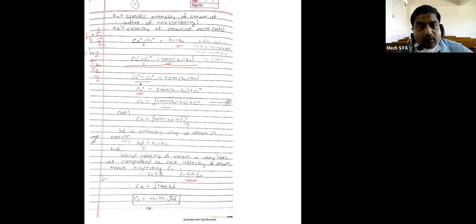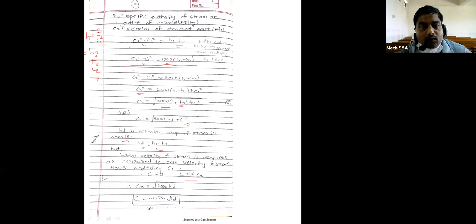Okay, we want C2, the exit velocity, the kinetic energy of steam at exit. C2 square is equal to 2000 into H1 minus H2, and this C1 will go to the RHS, it will become C1 square, and C2 will become square root of 2000 into H1 minus H2 plus C1 square. This H1 minus H2 henceforth we call HD, the enthalpy drop. Therefore, C2 is equal to square root of 2000 into HD plus C1 square.